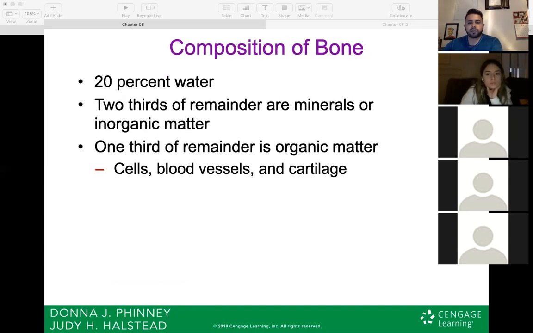So, the composition of bones. Bones are composed of connective tissue called osseous tissue. Anytime we talk about osseous, especially when we talk about surgical specialties, that word osseous means we're talking about bone. Deposits of minerals, salts, along with other organic materials such as cells, blood vessels, and cartilage make up the bone, which is surprisingly about 20% water.